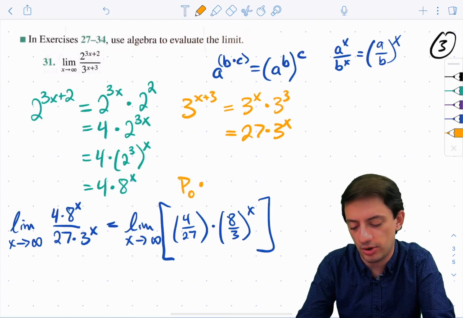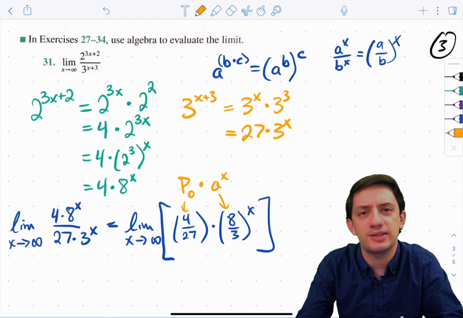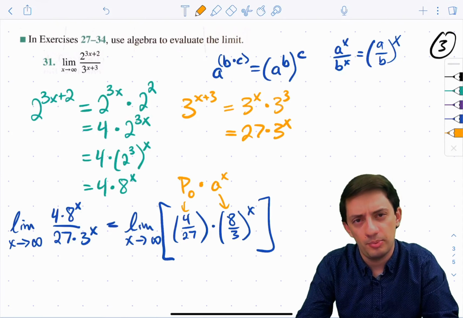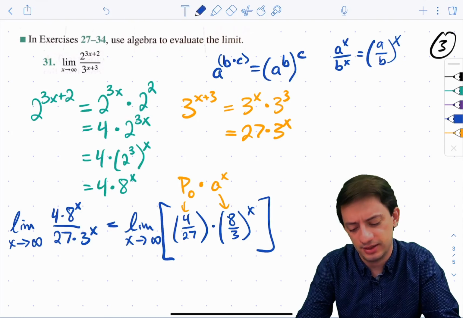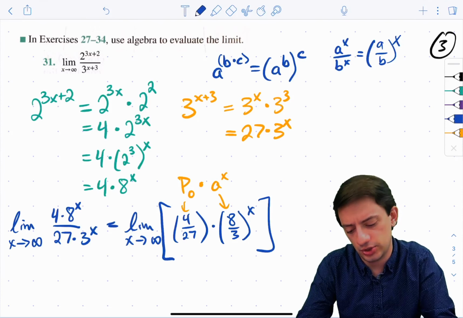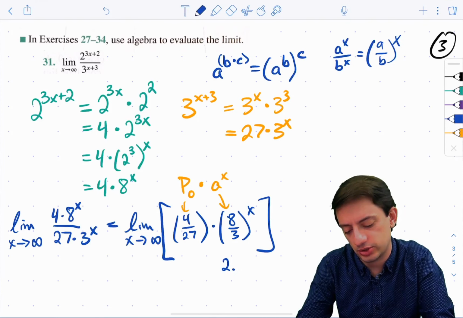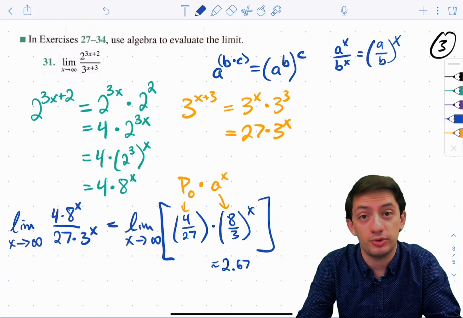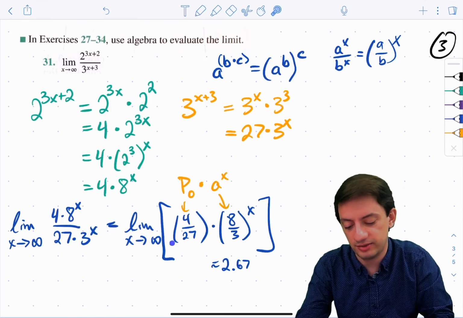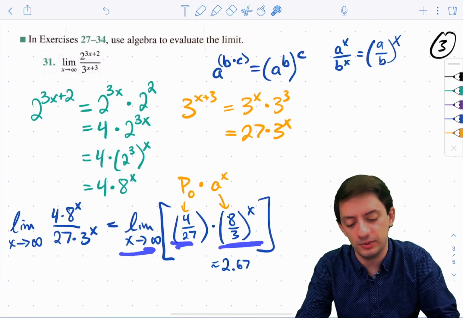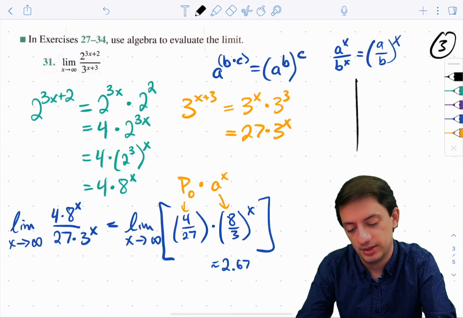This is a p0 times a to the x, where p0 is that constant, and a, that's our exponential growth rate. But is this growth or decay? 8/3, well, let's see, 3/3 is 1, 6/3 is 2, so this is like 2 2/3, like 2.67. So this is an exponential growth. We've got a positive number here times a number bigger than 1 to the x, and so as I go to infinity, we know exactly what should happen.